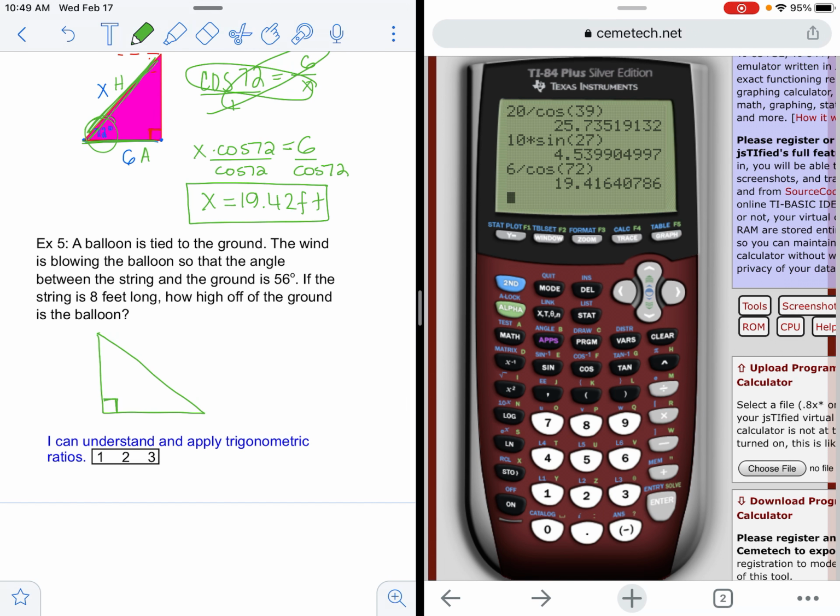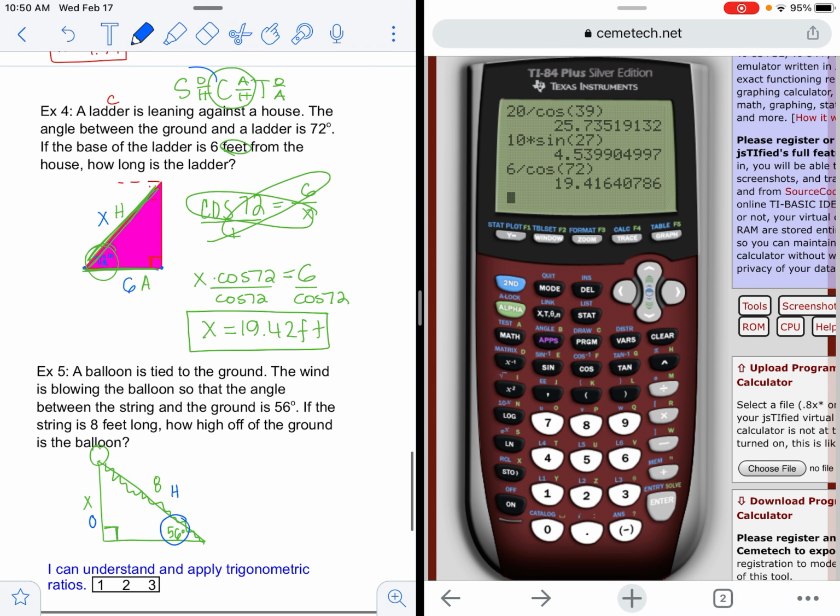Here is my right triangle. All right, so you have a balloon on a string, and it's tied to the ground, and the wind is blowing it. So people want to say, oh, this is the balloon right here. The wind is blowing it, so it's on an angle. This is the string of the balloon. The wind is blowing the balloon so that the angle between the string and the ground is 56 degrees right here. If the string is 8 feet long, once again, this is your string. How high off the ground is the balloon? That's x right there. All right, let's solve for x.